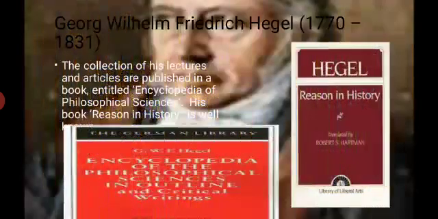Several scholars were convinced by Hegel's philosophy that although historical methods differed from scientific methods, they are not of lesser quality. His book, Encyclopedia of Philosophical Sciences, is a collection of his lectures and articles. His another book, Reason in History, is also well known. Due to Hegel's contribution to historiography, the scope of historiography kept continuously expanding.